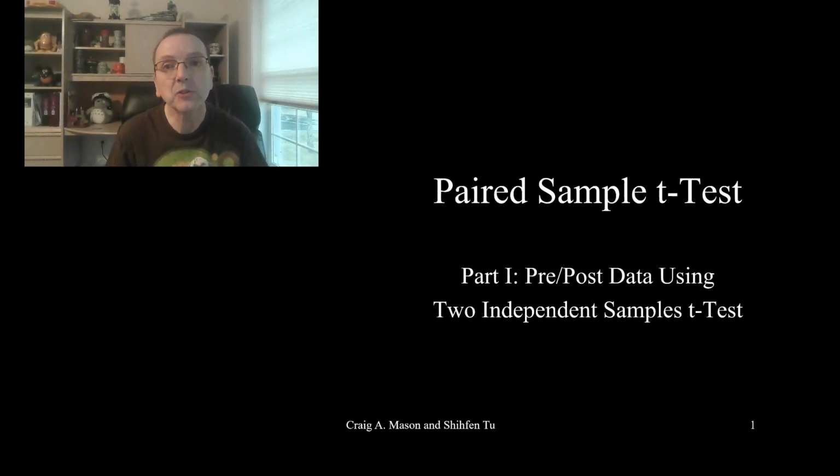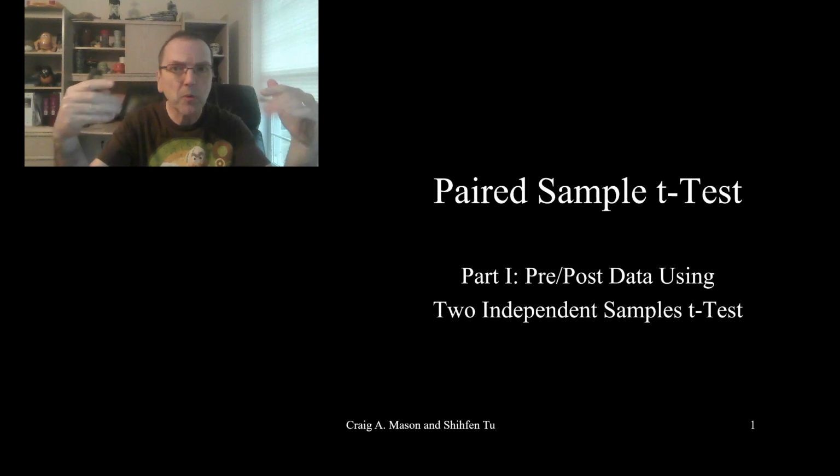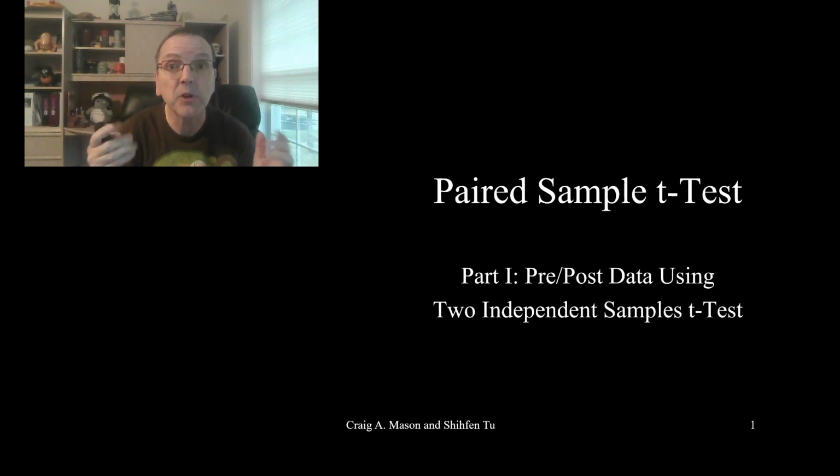In other videos, we discussed the two independent samples t-test, which is used when you have two different samples and the individuals within each sample are independent of each other. There's no direct one-to-one connection between people in one sample and people in the other sample. In fact, you don't even have to have the same number of people in each sample.